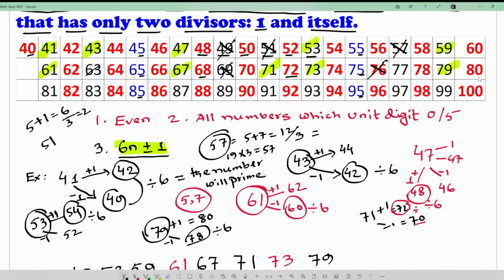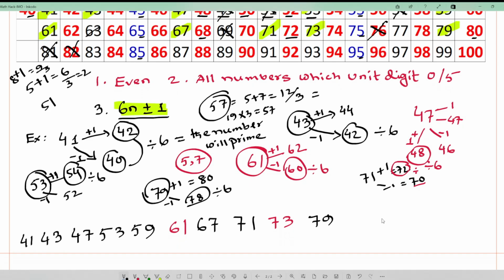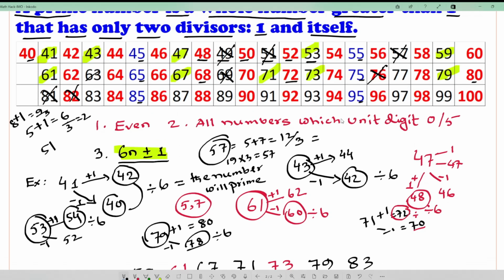Now 80 is not a prime number. 81 also not a prime number. Why? Because 8 plus 1 is 9. 9 can be divided by 3, so 81 also can be divided by 3. So it's not a prime number. 82 is not a prime number. 83 is a prime number.